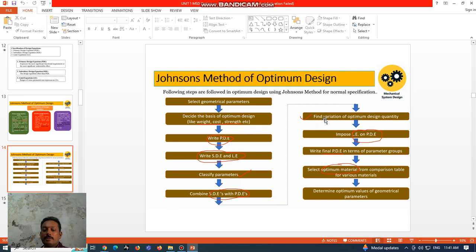Now the next step will be finding the variations of the optimum design quantity. Here we will determine the variations of the optimum design quantity with respect to each independent parameter or dependent parameter which are developed in the P.D.E.